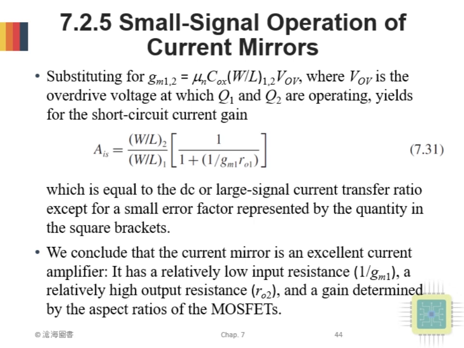Substituting for gm1,2 equal to μnCox W/L VOV, where VOV is the overdrive voltage at which Q1 and Q2 are operating, yields a short circuit current gain as equation 7.31, which is equal to the DC or large signal current transfer ratio, except for a small error factor represented by the quantity in the square brackets. We conclude that the current mirror is an excellent current amplifier. It has a relatively low input resistance, 1 over gm1, a relatively high output resistance, ro2, and a gain determined by the aspect ratios of the MOSFETs.